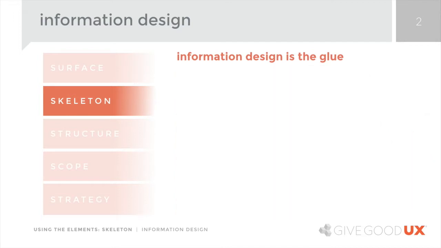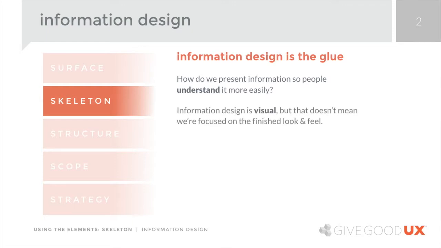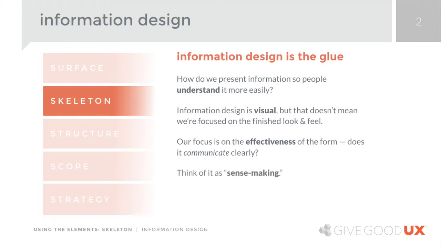Its primary purpose is to present information so that people can understand things easily and simply and quickly. And while information design is visual, that does not mean that we're focused on the finished look and feel. Instead, what we're concerned about is the effectiveness of the form itself. Does it communicate? Is it understandable? Is it appropriate? Think of it as sense making.